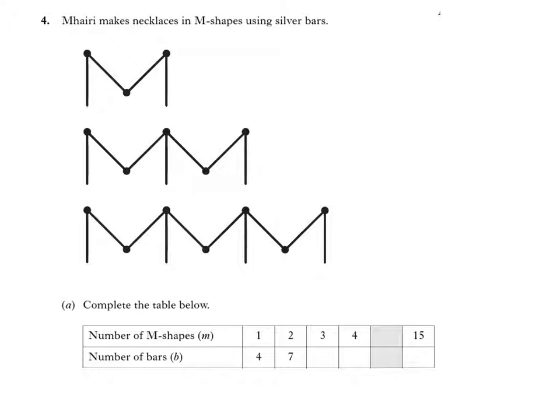So here's a linear patterns question. First thing we've been asked to do is complete this table below. Now we know that when there's one M shape, there's 4 bars. That's what the table tells us. When there's 2, there's 7. So let's count it for when there's 3.